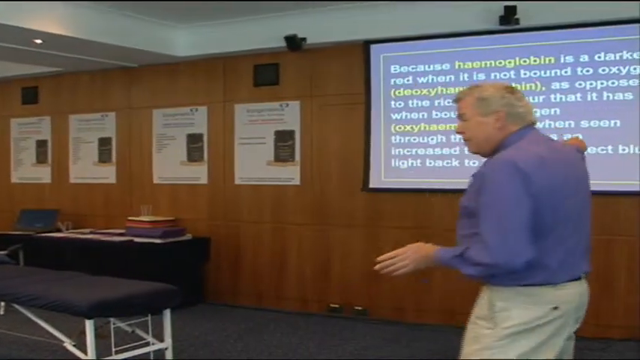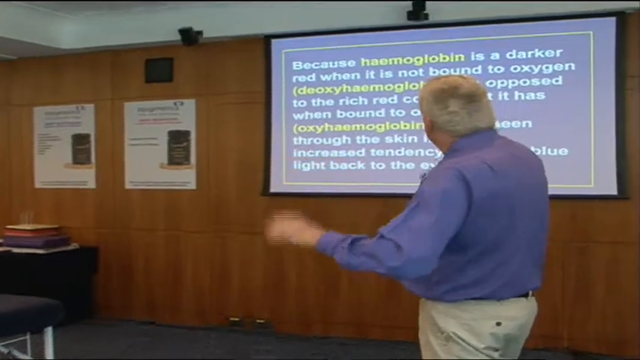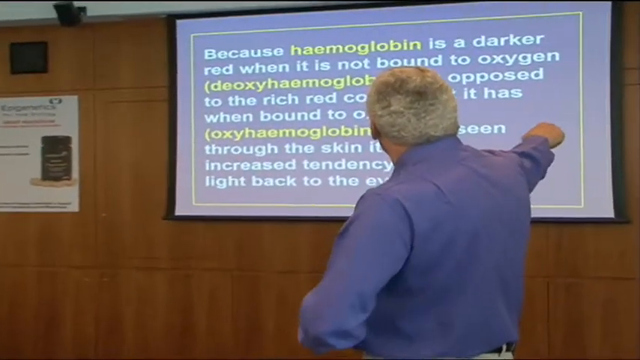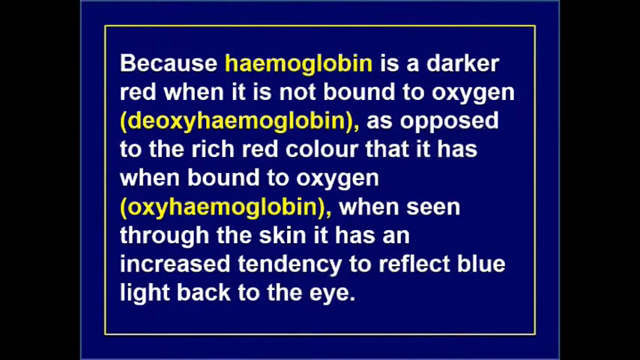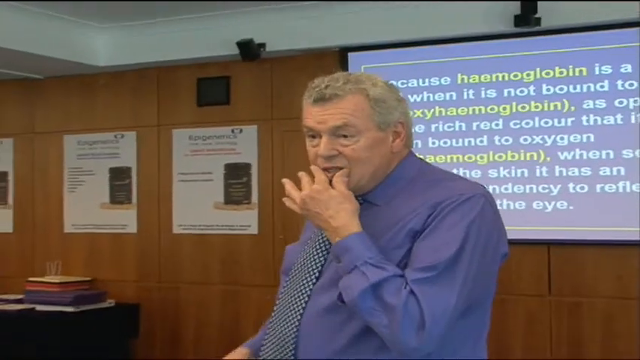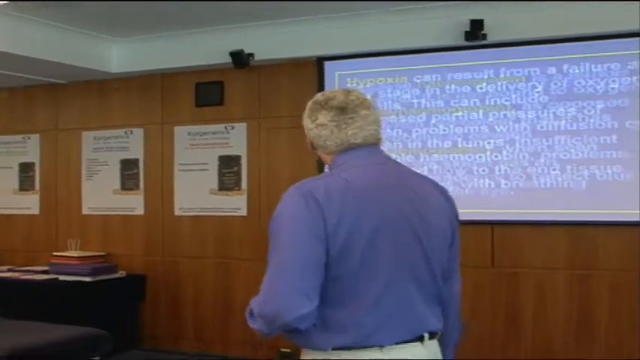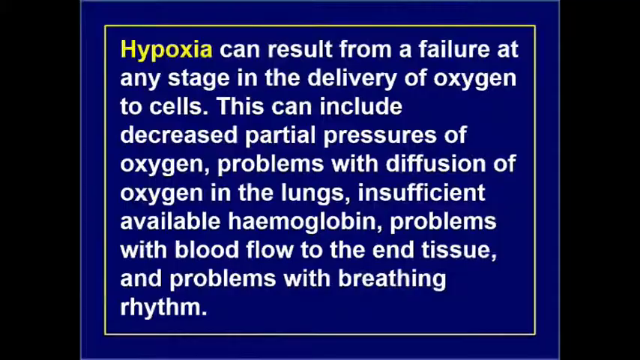Right, because hemoglobin, that's the red pigment in the red cell, is red when it is not bound to oxygen, deoxy, as opposed to the rich red colour that it has when it's bound to oxygen. So oxyhemoglobin is a very rich dark colour. When seen through the skin, it has an increased tendency to reflect blue light back to the eye. So deoxyhemoglobin shows up as more blue when we look at it, or cyanosis, so you get blue lips, blue hands, blue feet, etc. Hypoxia can result from a failure at any stage in the delivery of oxygen to the cells.